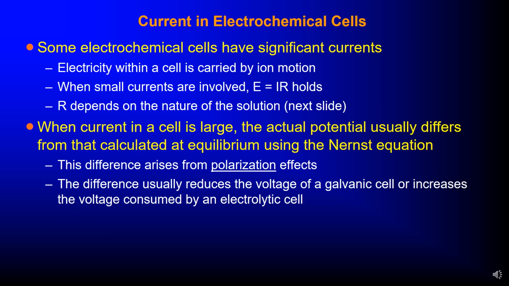Current in electrochemical cells. Let us just say that some electrochemical cells have significant currents. Electricity within a cell is carried by ion motion. When small currents are involved, we say that E equals IR holds. Then R depends on the nature of the solution.